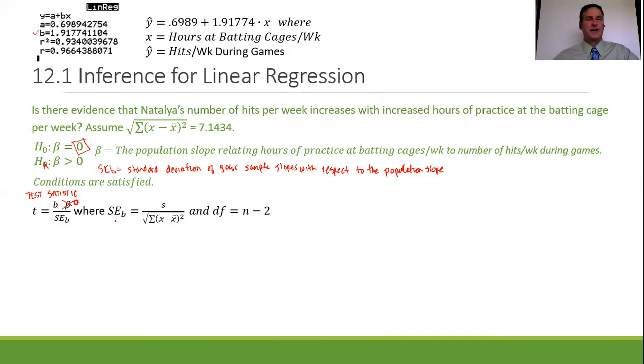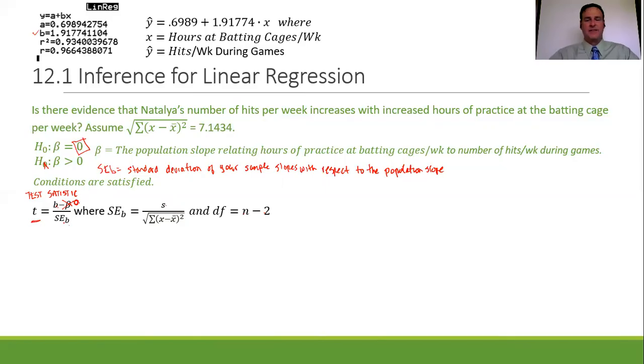So I have b over SEB, and SEB is defined as s over this value right here, which is like the standard deviation of your x's, basically. Degrees of freedom is n minus 2. Why do we have degrees of freedom? Well, it's because we're dealing with a t distribution here.